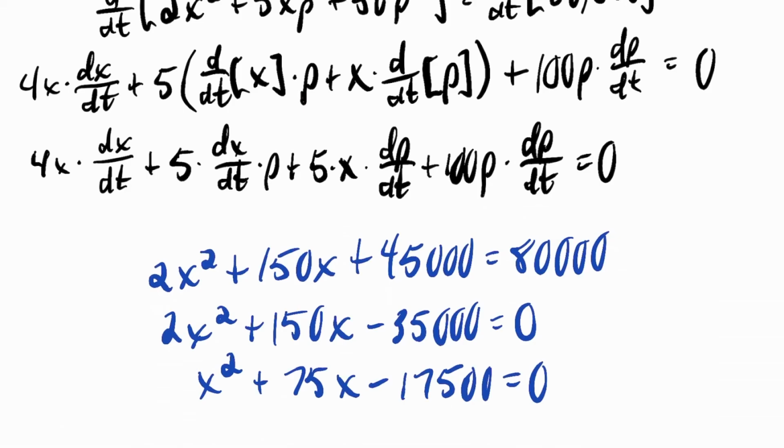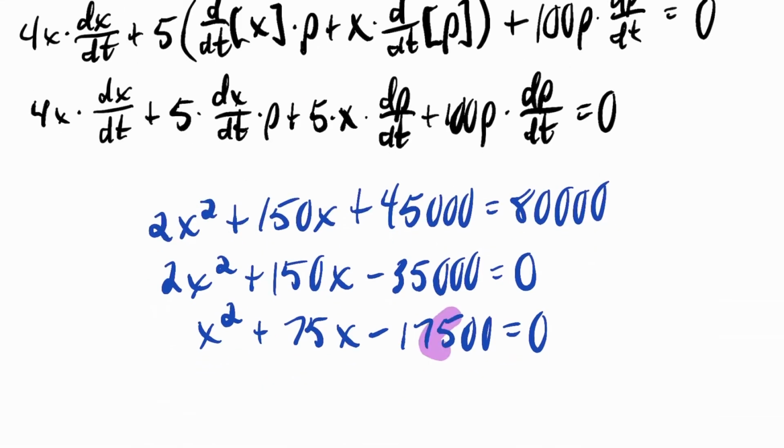Now, it probably is not obvious at all how this factors, but it does factor in a relatively easy way. You might notice this 75 here. That's your clue basically. I think I did this right. Hopefully it's correct. So this factors as x plus 175 times x minus 100.